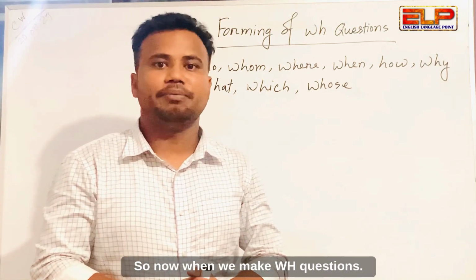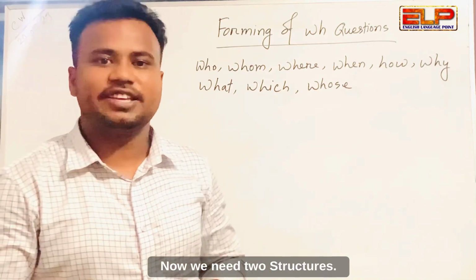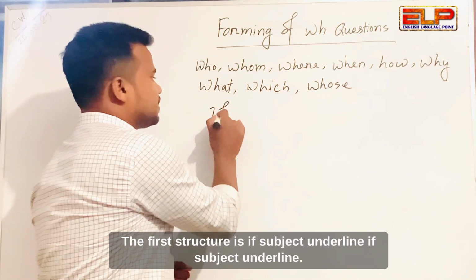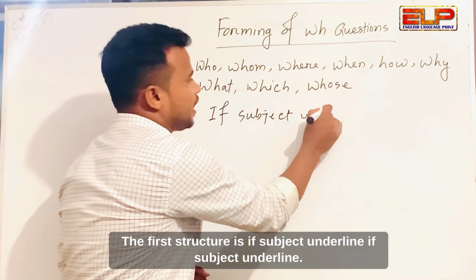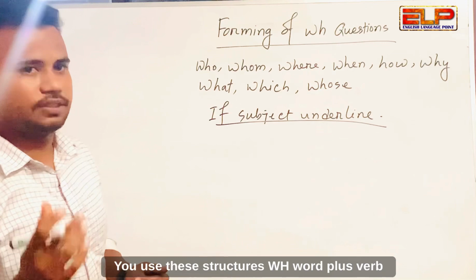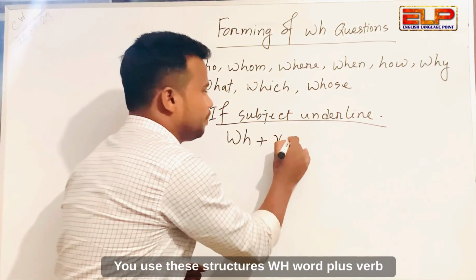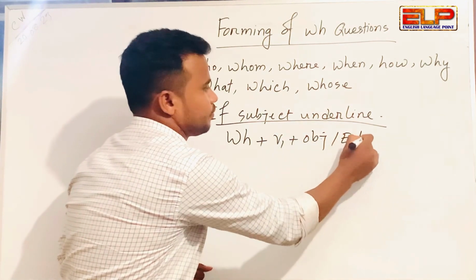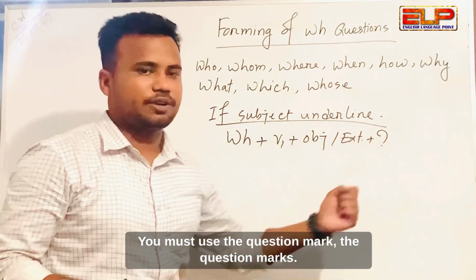So whenever we make the WH question, we need two structures. The first structure is if the subject is underlined. If the subject is underlined, you use this structure: WH word plus verb plus the object or the extension. Then you must use the question mark.